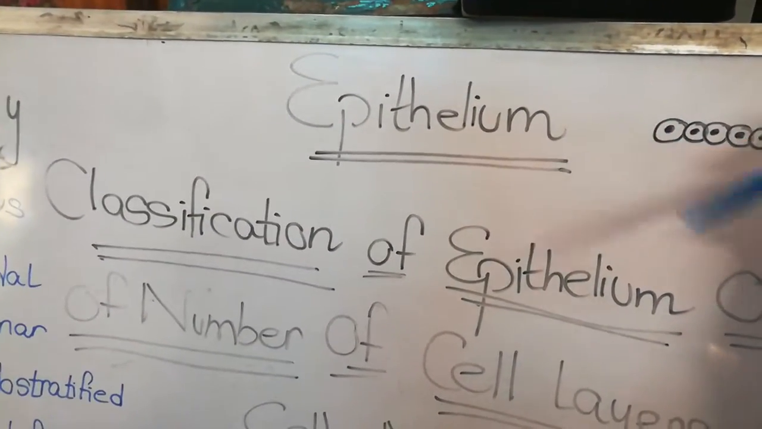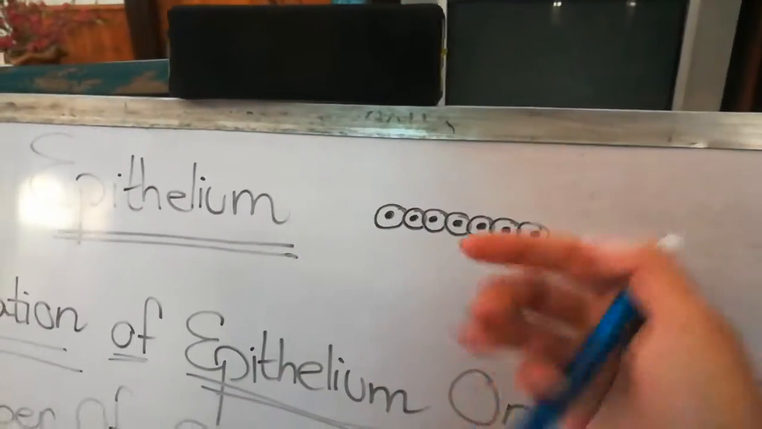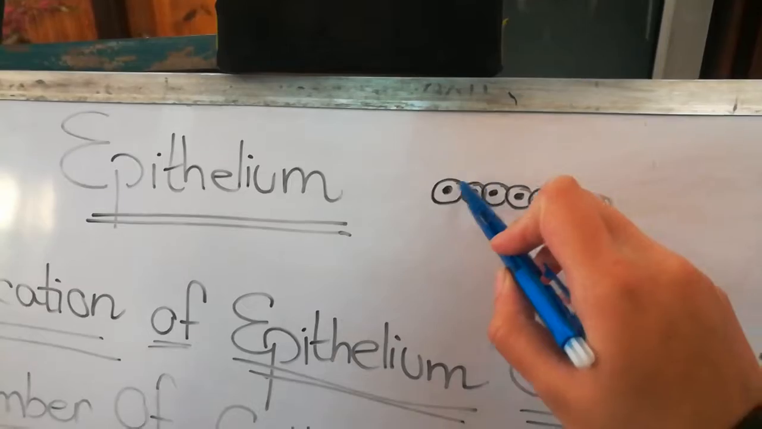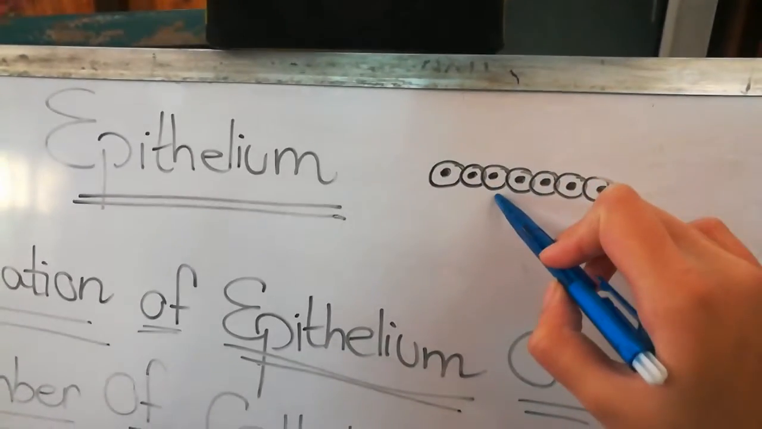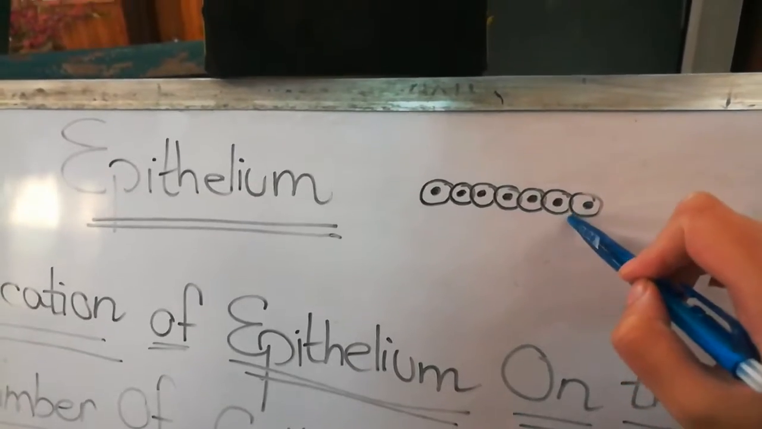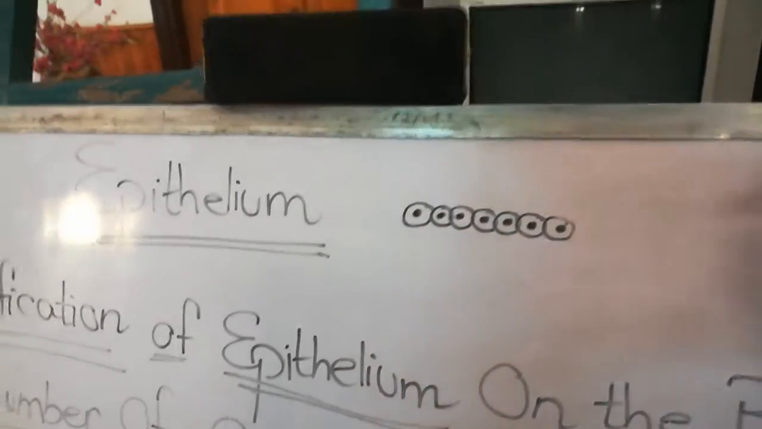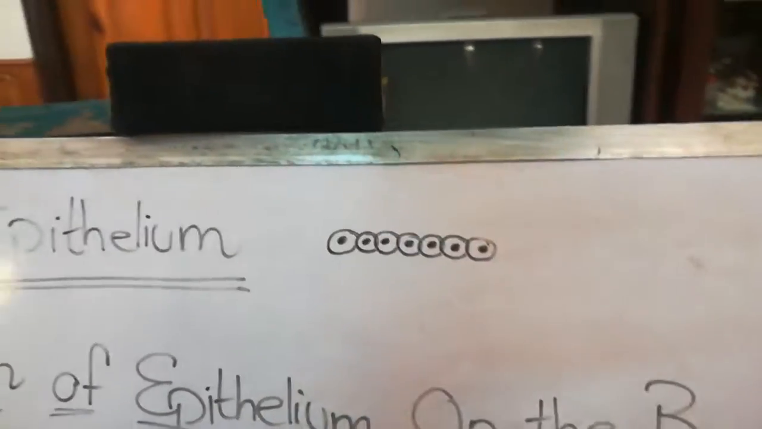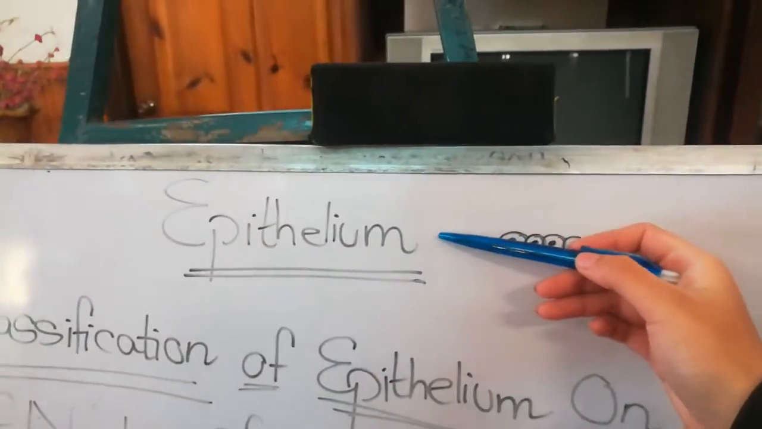It consists of a collection of very closely packed cells. You can see all these cells. They're very closely packed with one another, and you can see that the space between them is very little. So those cells which are closely packed and have very little space, and which help in the lining of your body surfaces, your tubes, cavities, are called your epithelium.